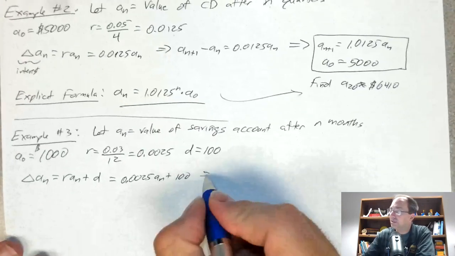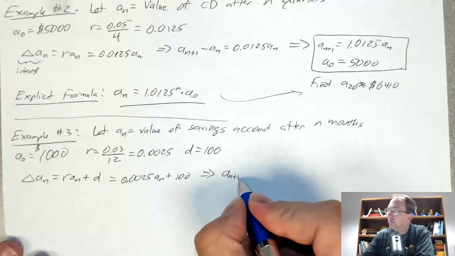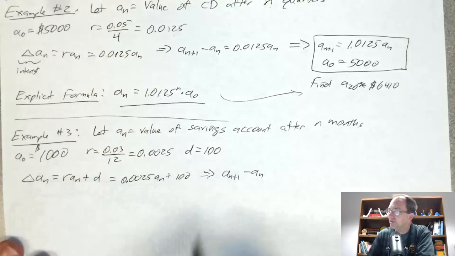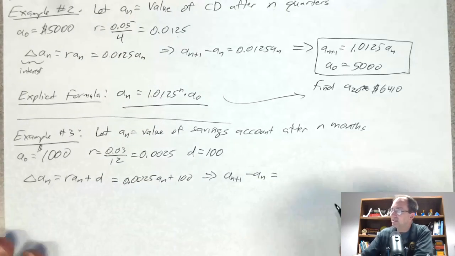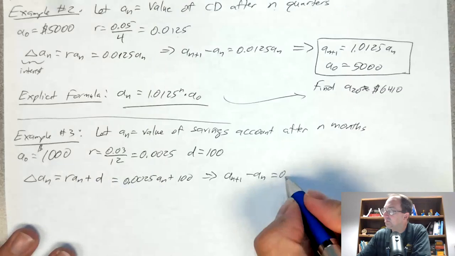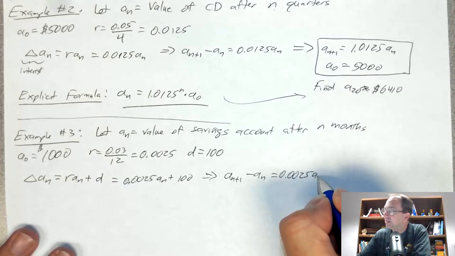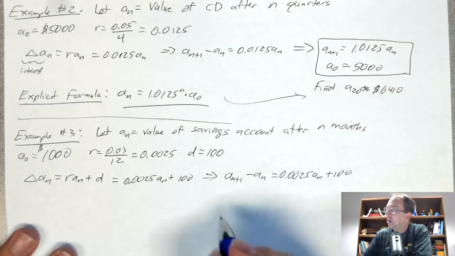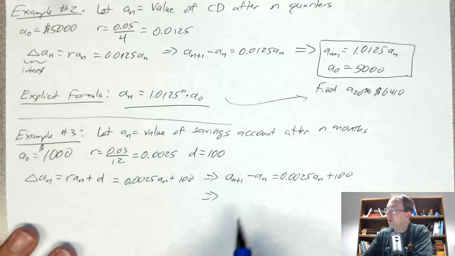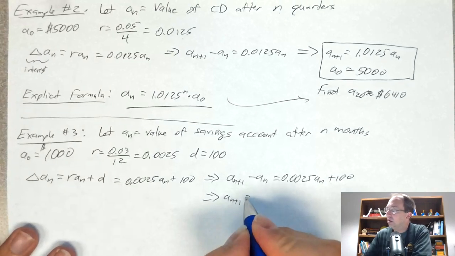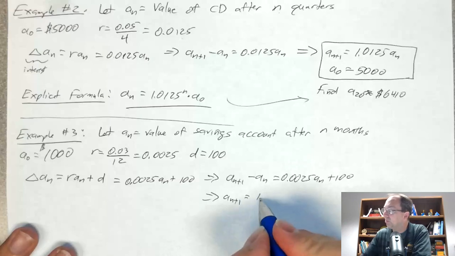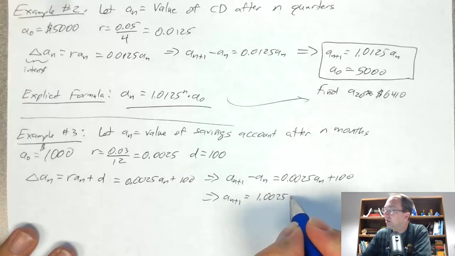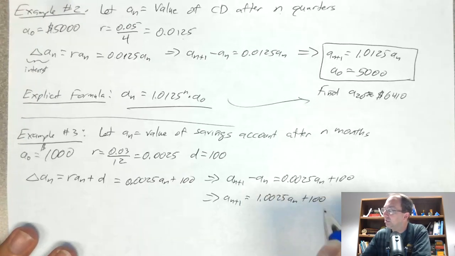Once again, we can solve for A sub n plus 1 by rewriting the change as the difference, because it's a difference equation. So A sub n plus 1 minus A sub n is 0.0025 A sub n plus 100. Then solving for A sub n plus 1, once again, move that A sub n term over. That's one of those. So we're going to get 1.0025 A sub n plus 100.